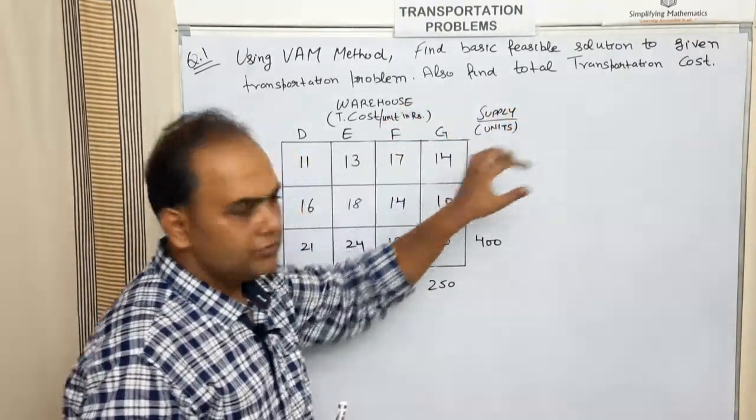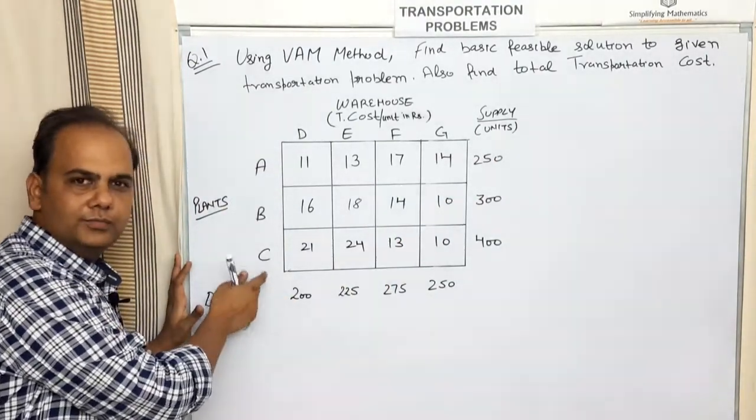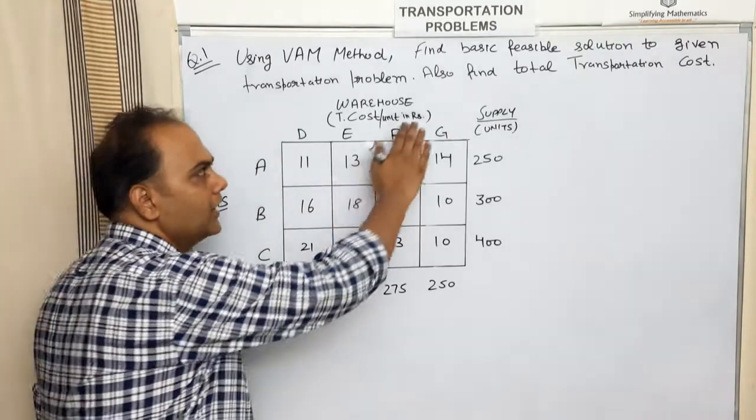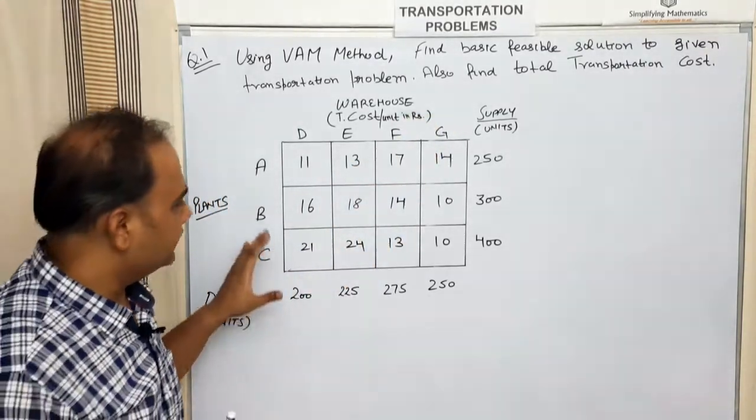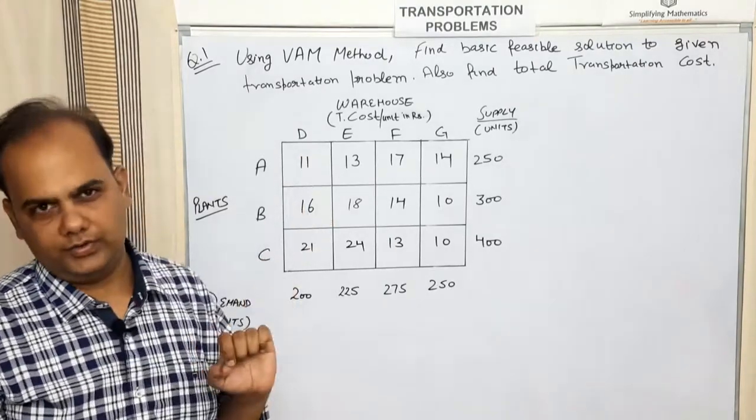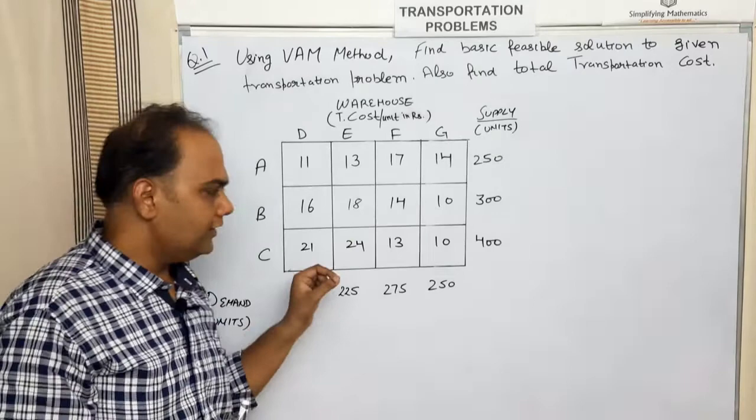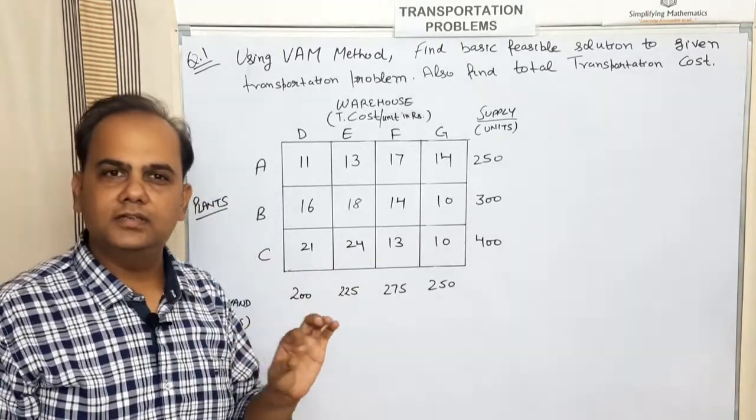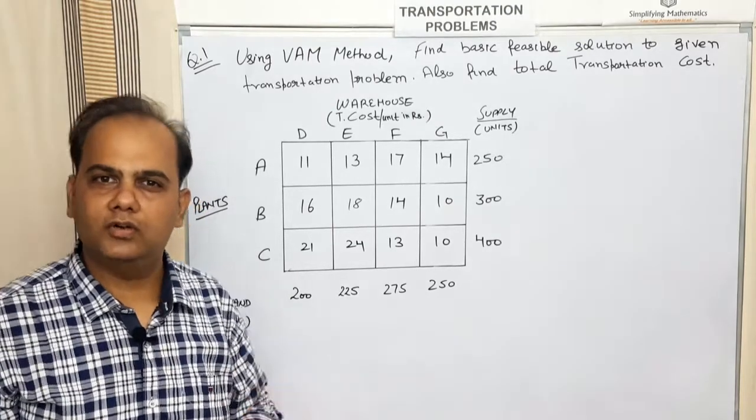Now basic feasible solution means you have to find how many units should be transported from these plants to these warehouses. So we have to find out how many units we transport from here to here. By using which method? VAM method. Now the very first step before applying any method is you have to check whether this problem is a balanced transportation problem or not.